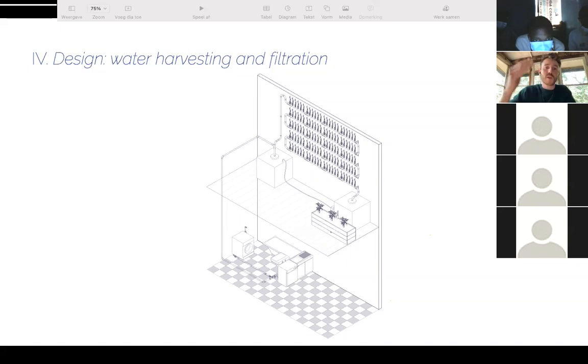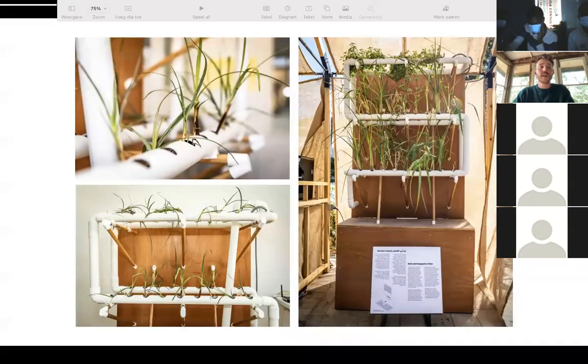So it's a vertical water filter. The water goes down again into a tank and is either fed to your plants or goes back into the dirty water tank and has a second or third or fourth circulation to clean.